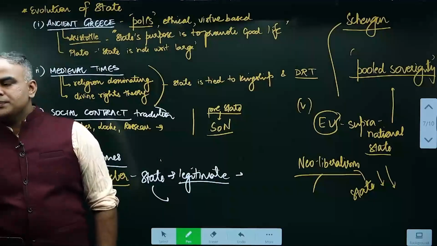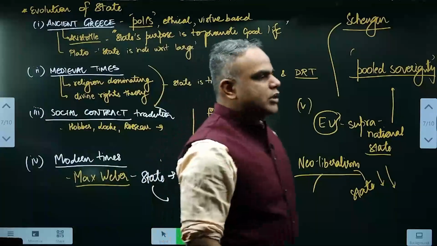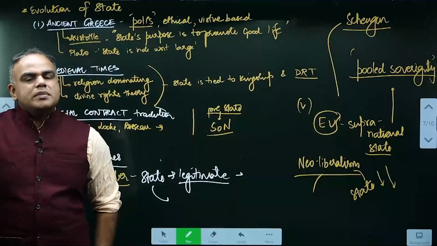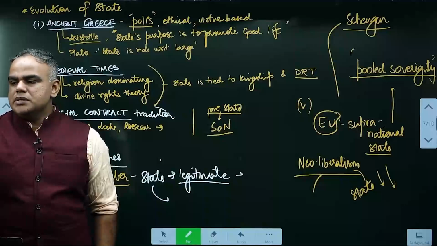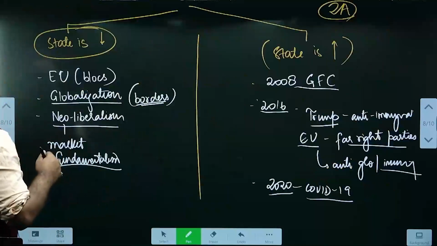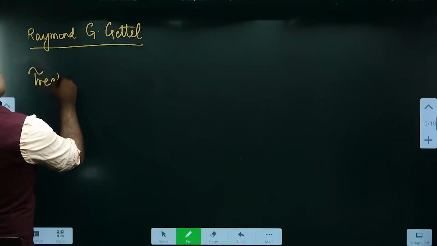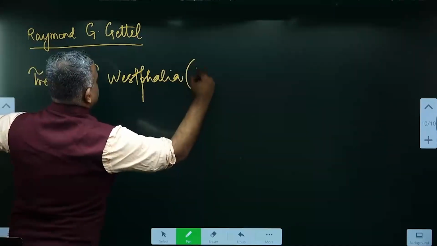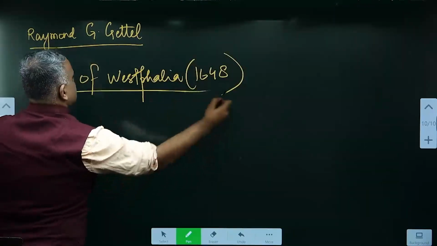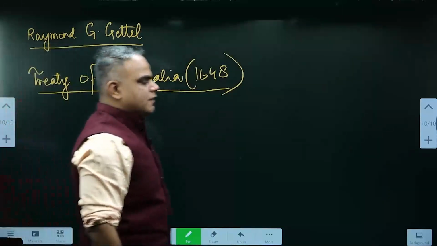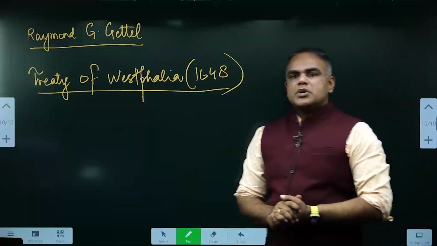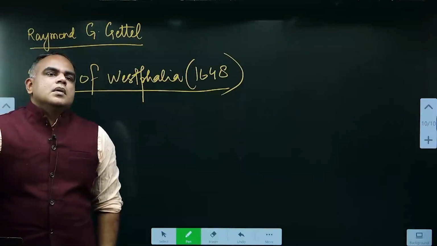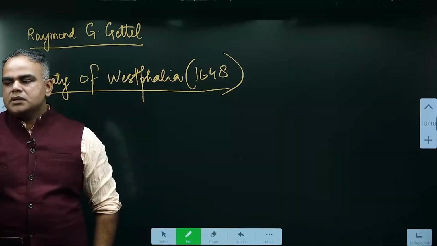Of these, sovereignty is the most essential element, crystallized after the Treaty of Westphalia, 1648.